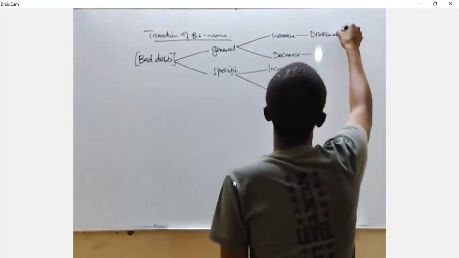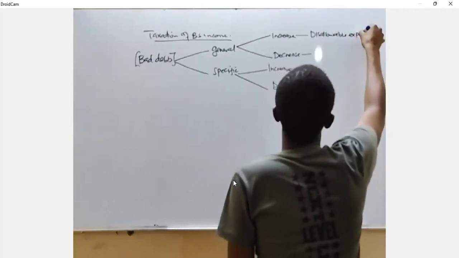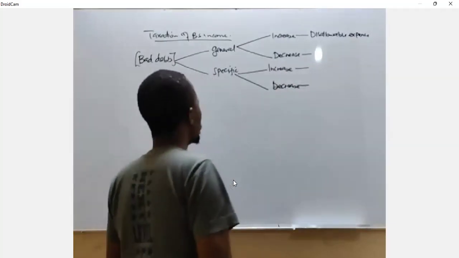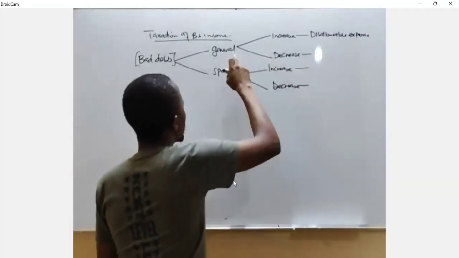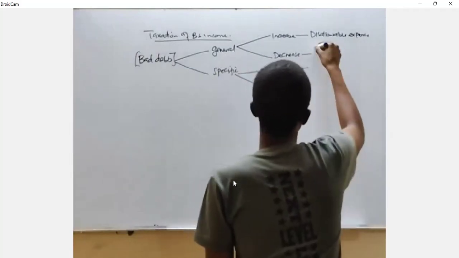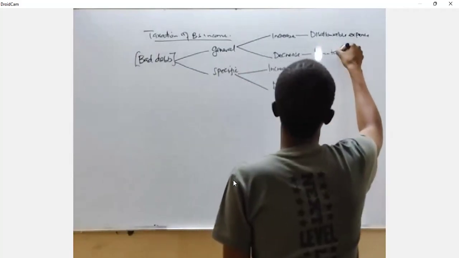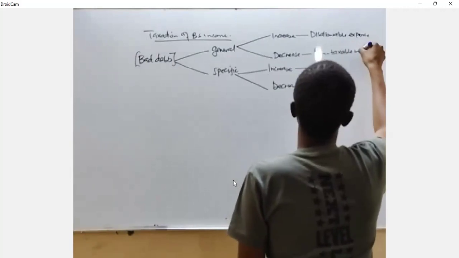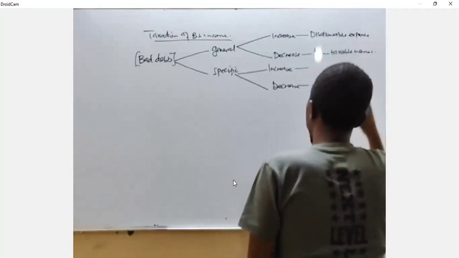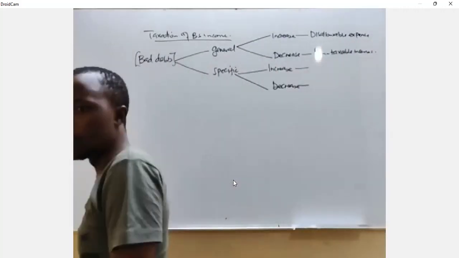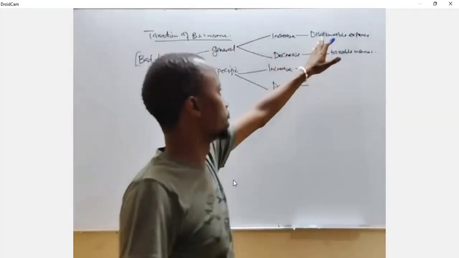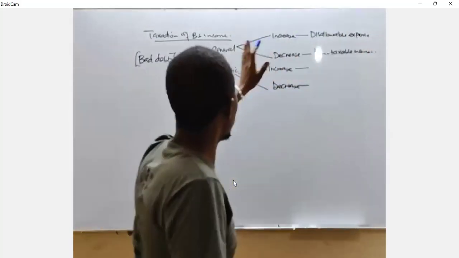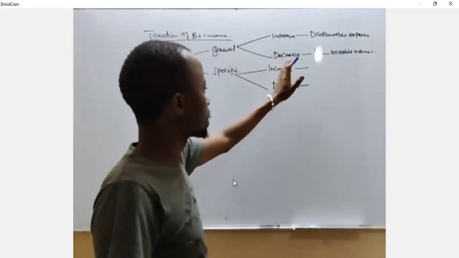It is a disallowable expense. I think you can see up to that point. Now, if they decrease, we are discussing the general. These are non-taxable. They are normally called non-taxable incomes. If they are going to increase, that is a disallowable expense. And if they are going to decrease, it is a non-taxable income.